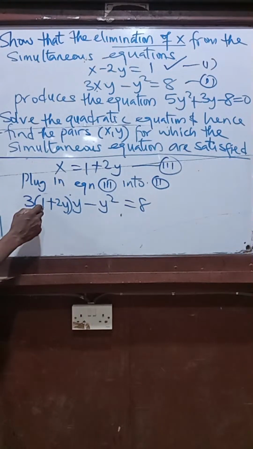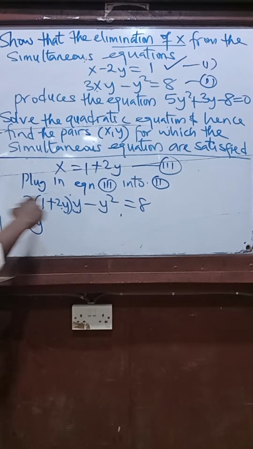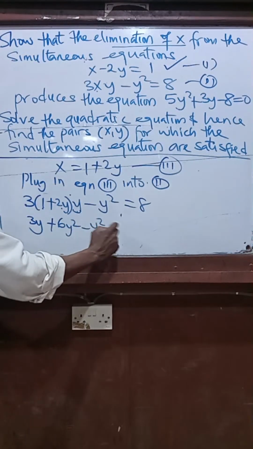This will be 3 times 1 times y, that's 3y. 3 times 2y, that's 6y, times y, that's 6y squared, minus y squared equals to what? Equal to 8.